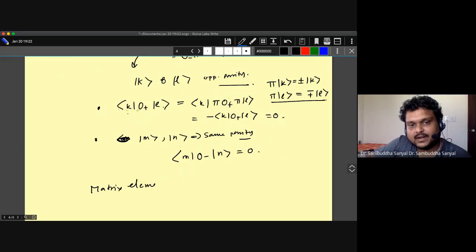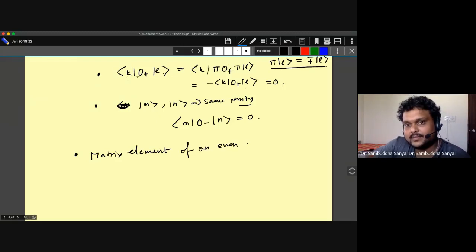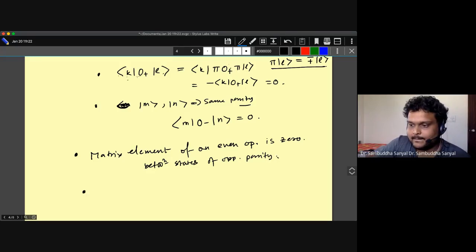this is a very simple rule but has a very serious implication in spectroscopy and chemistry. So the matrix element, and also in condensed matter there is something called orthogonality catastrophe and all, of an even operator, parity even operator, is 0 between states of opposite parity. And it is odd between states of same parity.